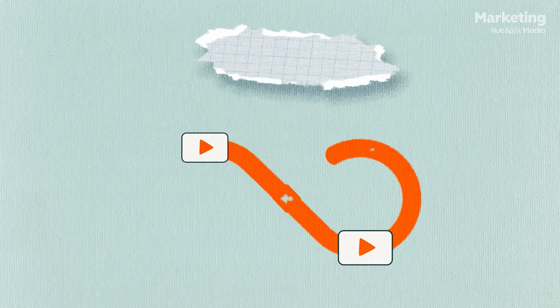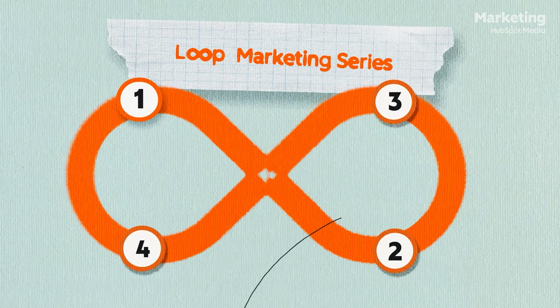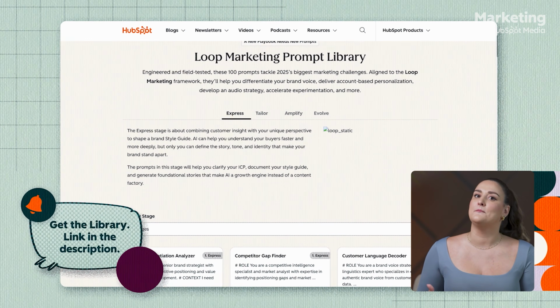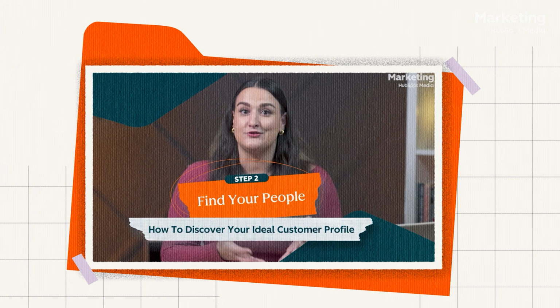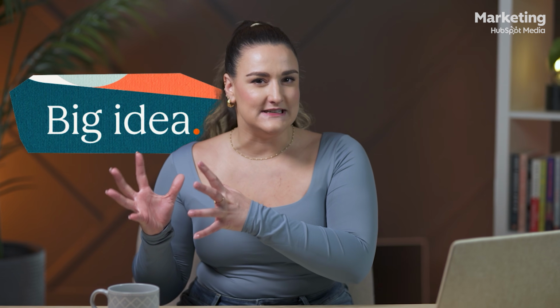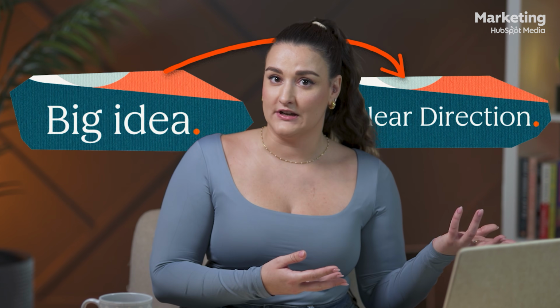This video is the second video of our Loop marketing series where I'm breaking down exactly how I built that campaign using HubSpot's Loop Marketing Playbook. In the first video of this series, we covered the Express stage, where I used AI to clarify our audience and define our campaign tone, story, and look. That stage was all about moving fast, taking a big idea and turning it into clear direction. That video is also linked in the description if you want to take a look.